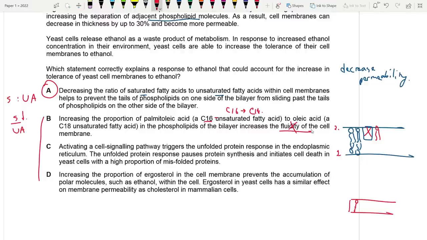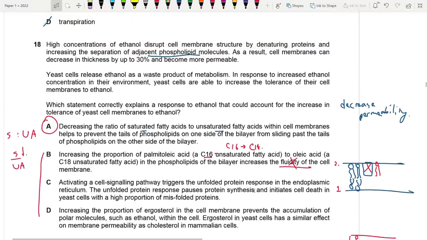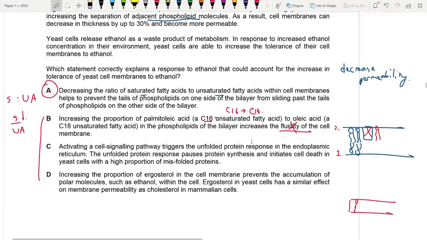And about C and D, C doesn't make any sense because this won't increase tolerance of one cell. And D, increasing the proportion of ergosterol in the cell membrane prevents the accumulation of polar molecules such as ethanol within the cell. This has no connection really. Okay, so A is the best answer. B would have been fine, but B is a wrong statement. Okay, so A is the best answer.